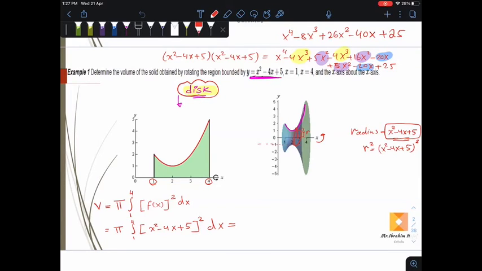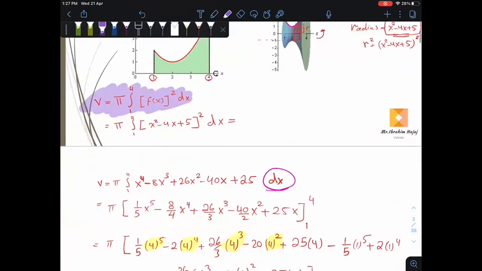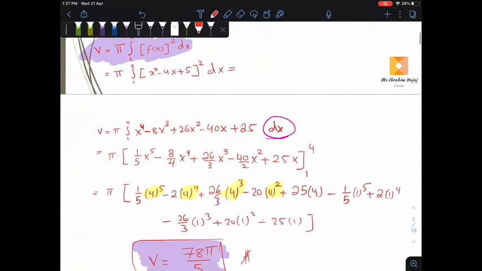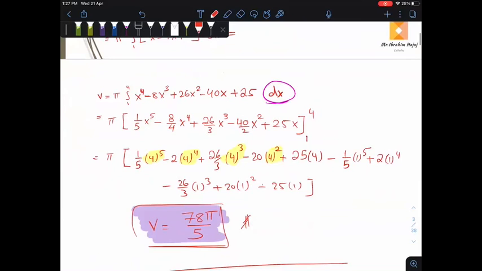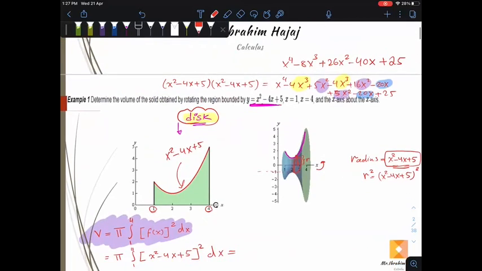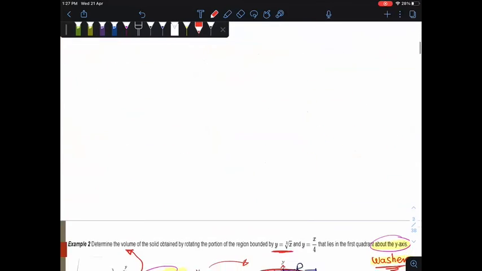And you know this disk is a cross section, and it has the shape of what? Circular cylinder. It has a volume of pi r squared, and the r here is the function itself, f of x. So it's pi f of x squared, so it's pi outside the integral from 1 to 4. I already circled here this function x squared minus 4x plus 5, and you can expand the function itself. After expanding, you can integrate each part separately because it's a basic fact of integration, then substitute by 1 and 4.